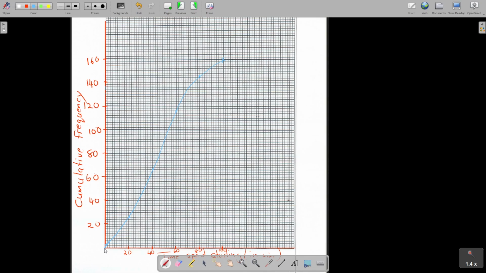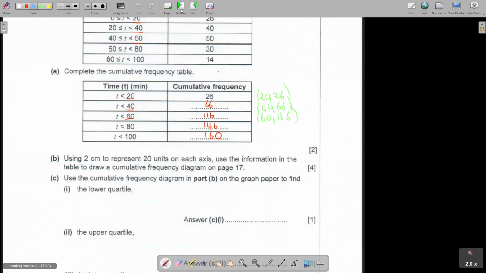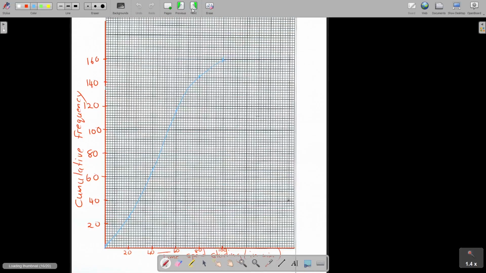Now they say, use the cumulative frequency in part B on the graph paper to find the lower quartile. Don't forget, the lower quartile is a quarter of the frequency. What is the total frequency? It's 160. But that's not the answer. A quarter is 40. That's just where you start on the vertical line. So I'm going to go to 40, and where it intersects, I'm going to go straight down and read there.